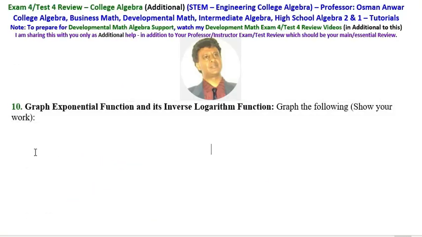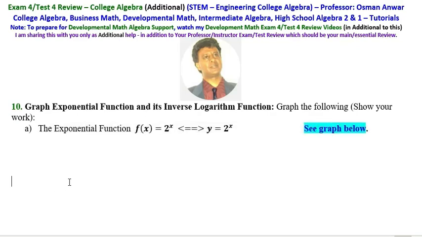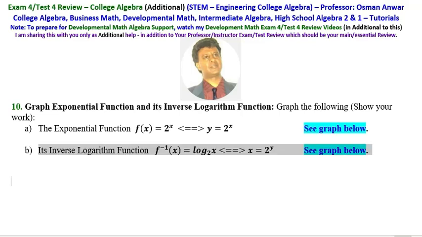Number 10 is graph exponential function and its inverse logarithm function. Graph the following. A, the exponential function f of x equals 2 to the x, which is y equals 2 to the x. B, graph its inverse logarithm function, which is f inverse of x equals log base 2 of x, which is the same as x equals 2 to the y.